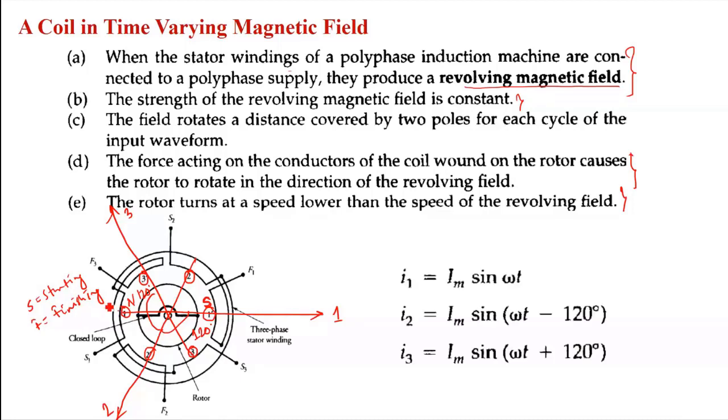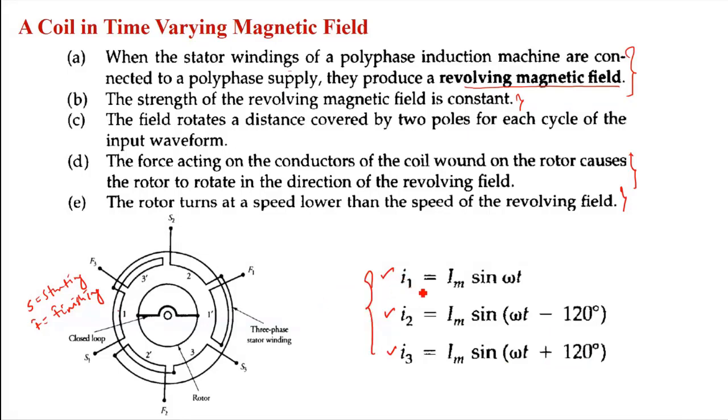So now we'll go ahead and inject the current. Now we have the three-phase supply. To this three-phase winding I will feed: first is I1, I1 is Im sin omega t. I2 is Im sin omega t minus 120. I3 is Im sin omega t plus 120. So these three sources I will feed to three coils.